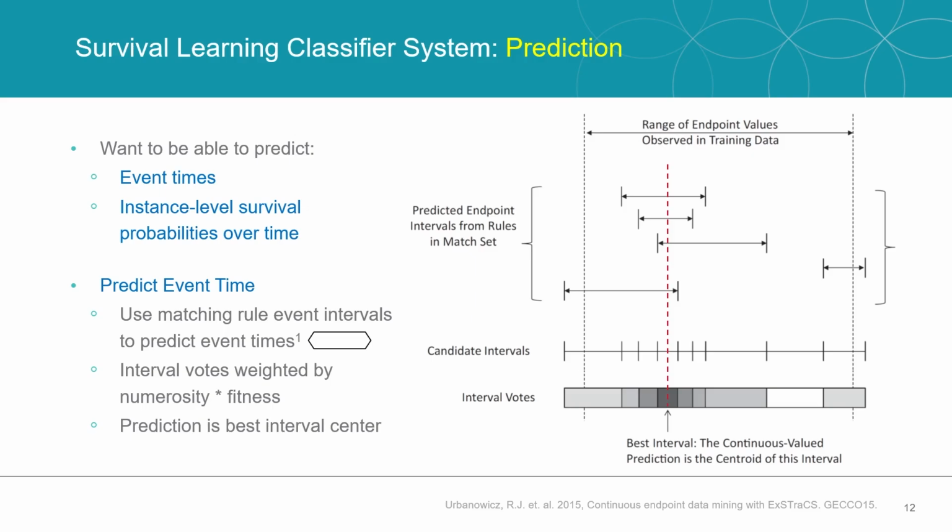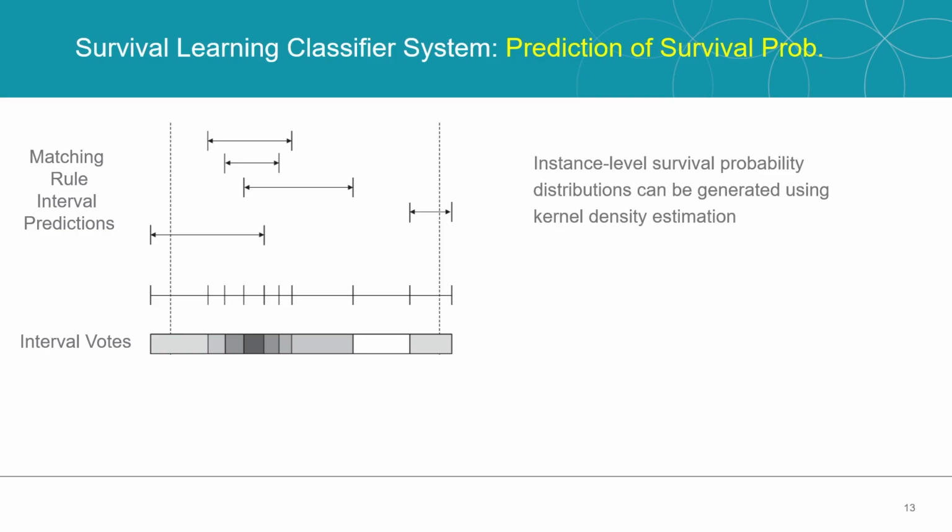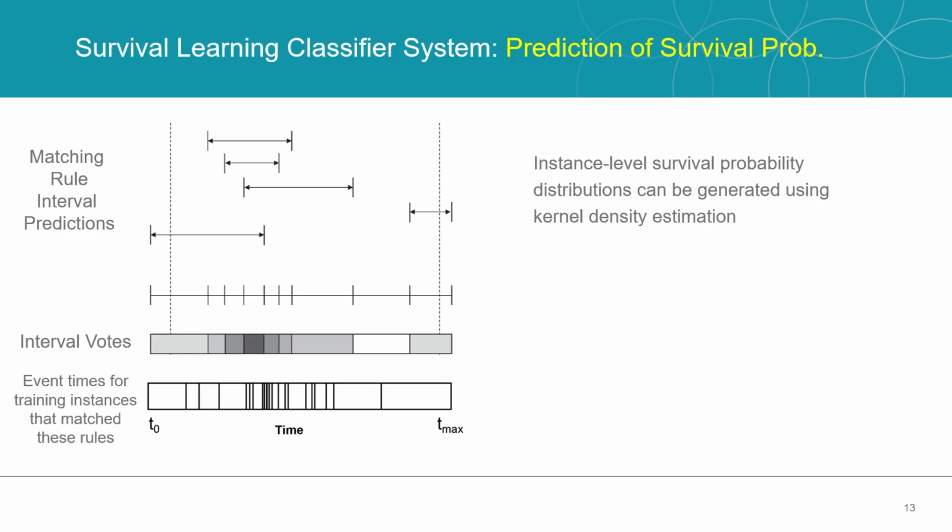The strategy we came up with to predict survival probability over time is a little more complicated. For this, we're going to rely on using kernel density estimation. We look at the event times for training instances that were also matched by these rules that match the current testing instance. And we can see these training event times plotted here.